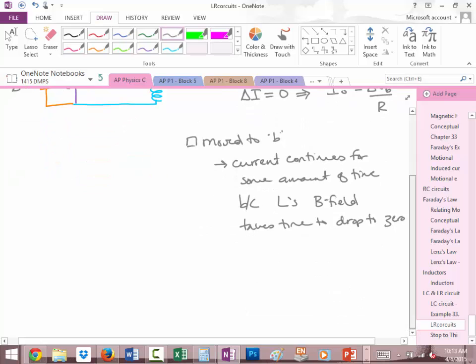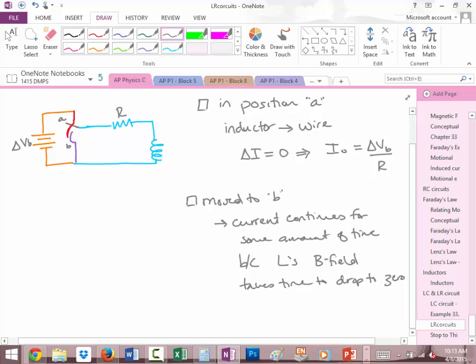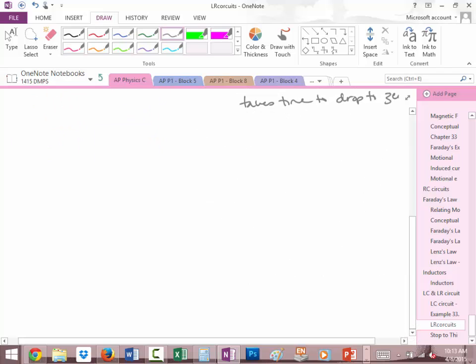So let's talk about when we moved it over. So I've moved that switch over. It's now in position B. Hey, look, there's a loop of wire. If there's a loop of wire, what do you know about the potential difference across the loop? That it's zero. Okay, let's look at that. That seems like it's important. It often is, right? So I'm going to call it time equals 0 when the switch moves.